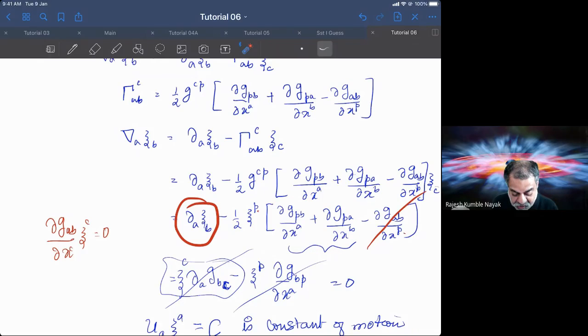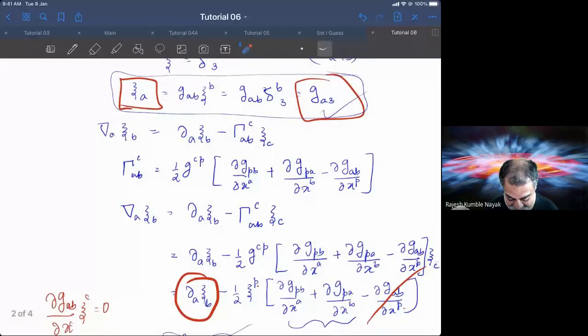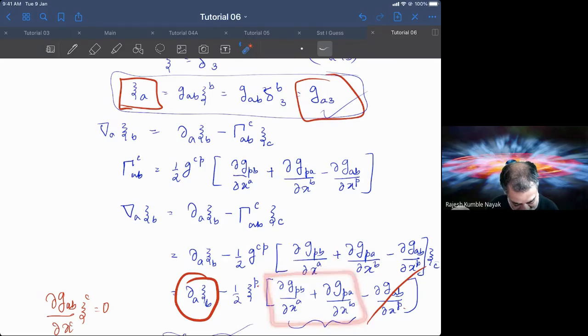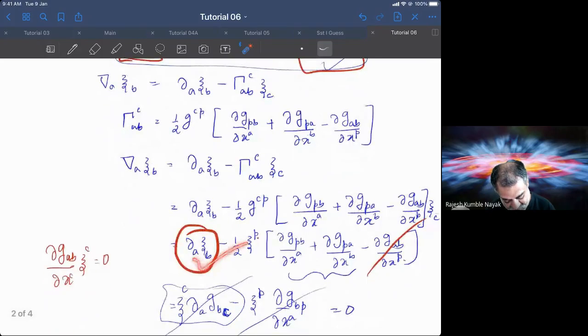Actually, it turns out that you can do this calculation and these two terms would exactly cancel out. Another way to see it simply is that I take the symmetry property of this, and that will give 0. But specifically, nabla a xi b, this may not be correct. This actually gets cancelled out with this. No, this term would cancel out with this.